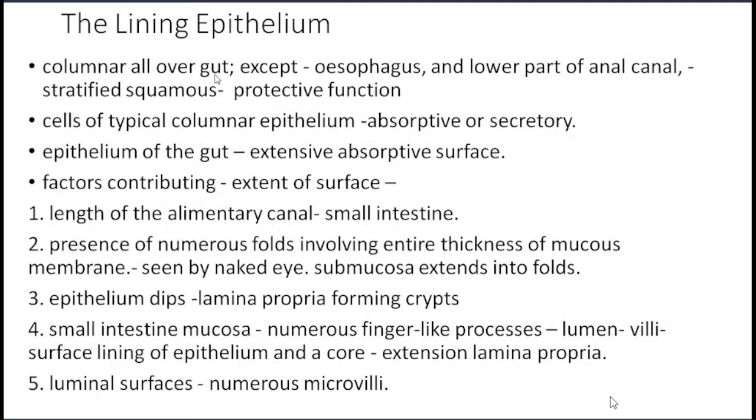गut का कौन सा part है जो columnar cell से line नहीं होता? That is only the esophagus. These two parts are made by the stratified squamous epithelium. जब भी stomach में पूछा जाएगा, stomach, small intestine, large intestine, gallbladder, सारे parts of the gut में the lining epithelium is columnar, except the esophagus and the anal canal, where the lining epithelium is stratified squamous epithelium.